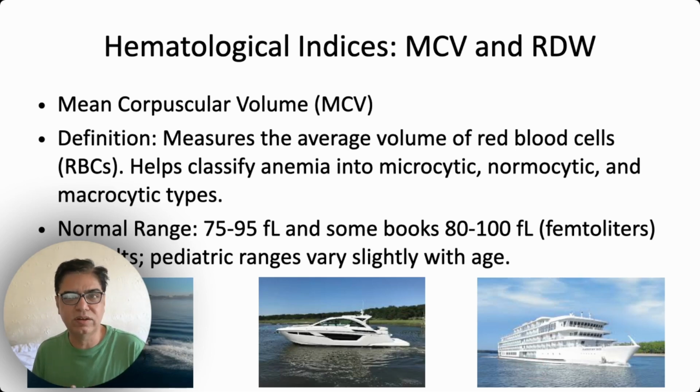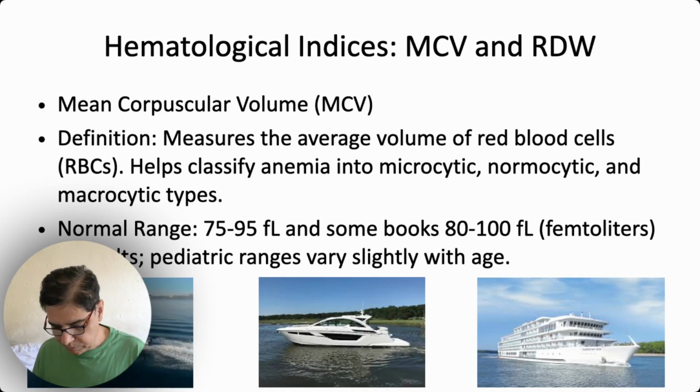So this is a depiction of the red blood cells based on their size. Microcytic means small red blood cells, normocytic means the normal average size, and macrocytic means big RBCs, whose size is big, volume is big. Now this is for MCV.